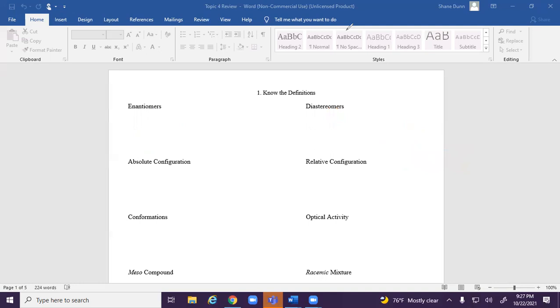So absolute configuration is just the conformation of things, mainly has to do with R and S, really. It's the conformational arrangement of atoms. And then the relative would have to be things like D or L. So optical activity is relative, or absolute would be R and S or cis and trans.